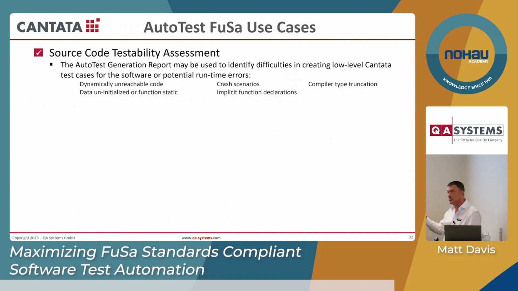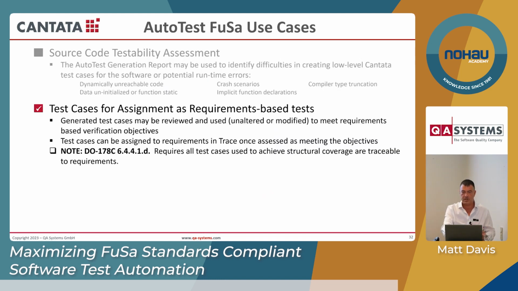So some use cases specifically for FuSa. The first thing you can do, run this on your code and it will tell you if it's testable. It will tell you if there's dynamically unreachable code or crash scenarios that we will not use because you are trying to create a test that proves the code does what it does. It's not designed to make the code fall over. It's not robustness testing. You can have test cases assigned as requirements-based tests. So the test does actually tell you the right thing. You know, it's proving that the code is doing what it is supposed to do.